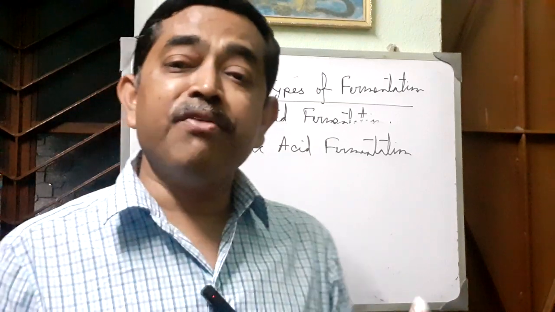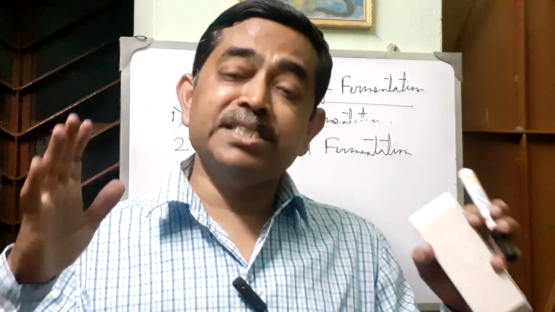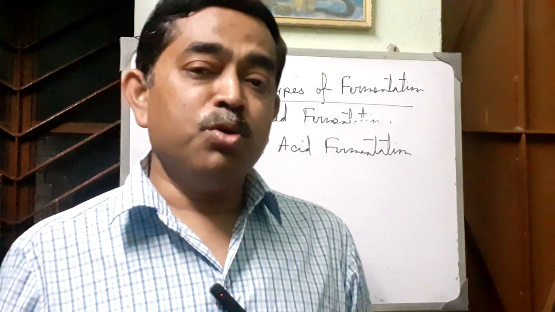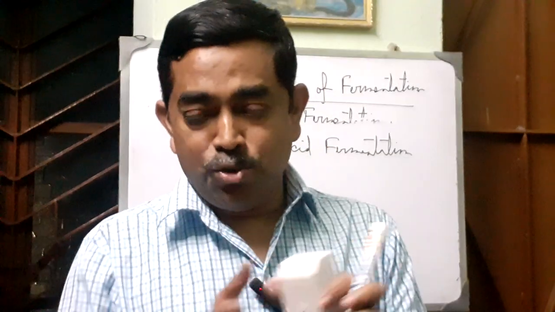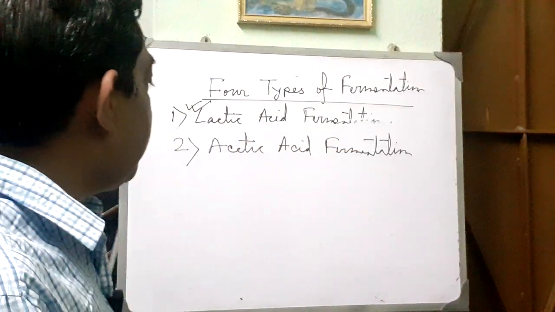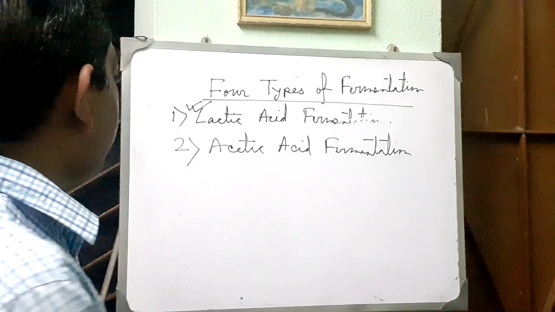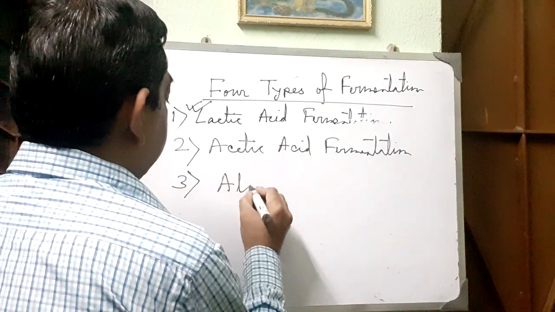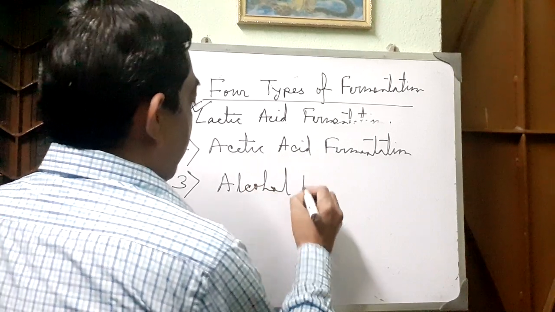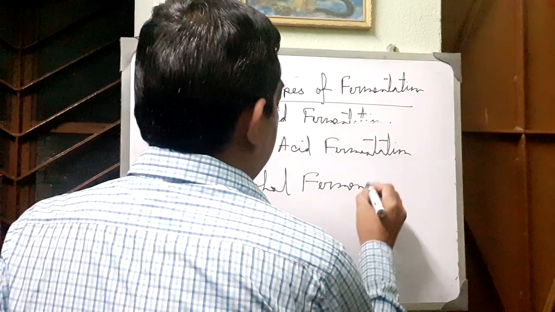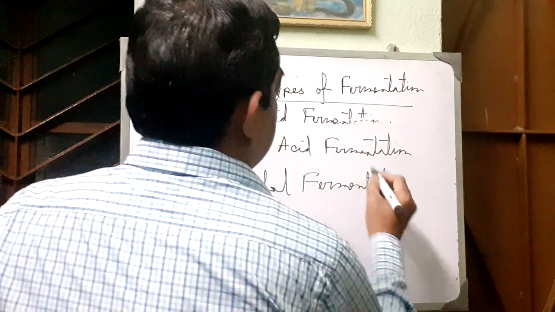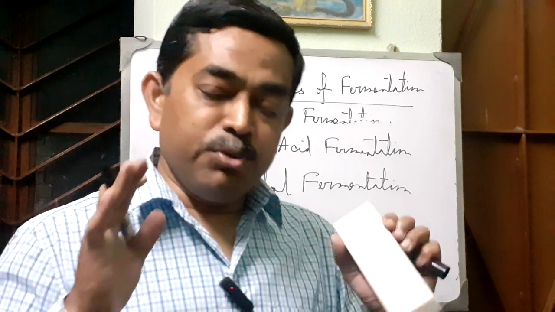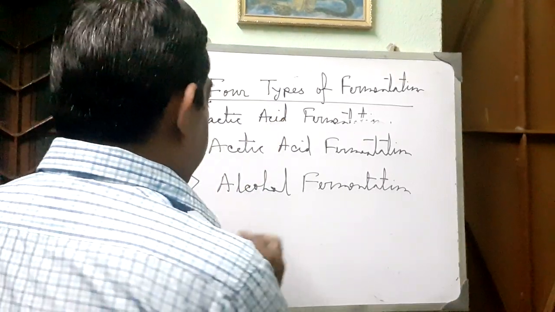In vinegar, generally 5 to 8% acetic acid is present. You all know the use of vinegar, so I won't go into this point. So we directly come to the third point, which is alcohol fermentation. And in alcohol fermentation, what happens?